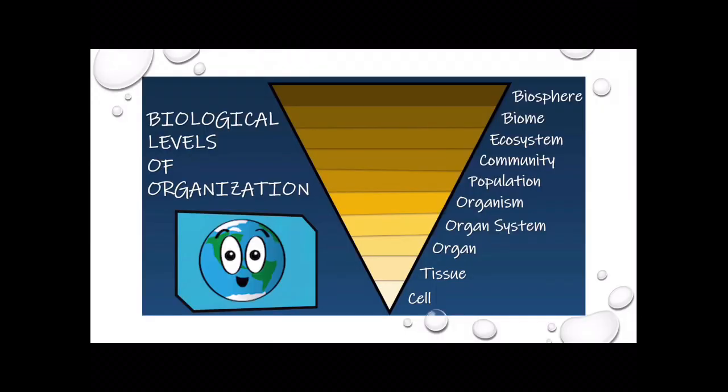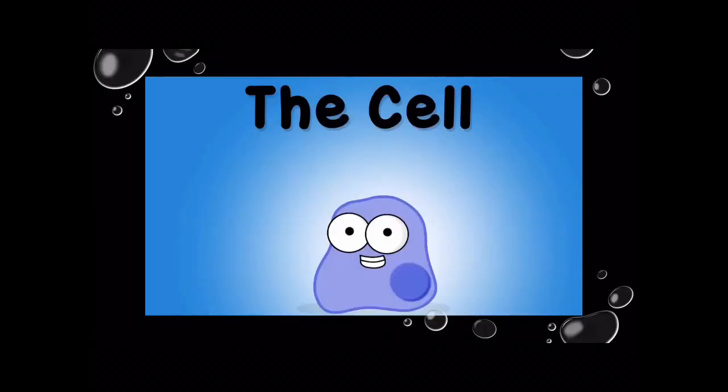As you can see, these biological systems are made up of many different levels. These levels relate to one another. One builds from the other, and all life stems from these levels. And we start all the way down at the very bottom with the cell. The cell is the most basic unit of life.